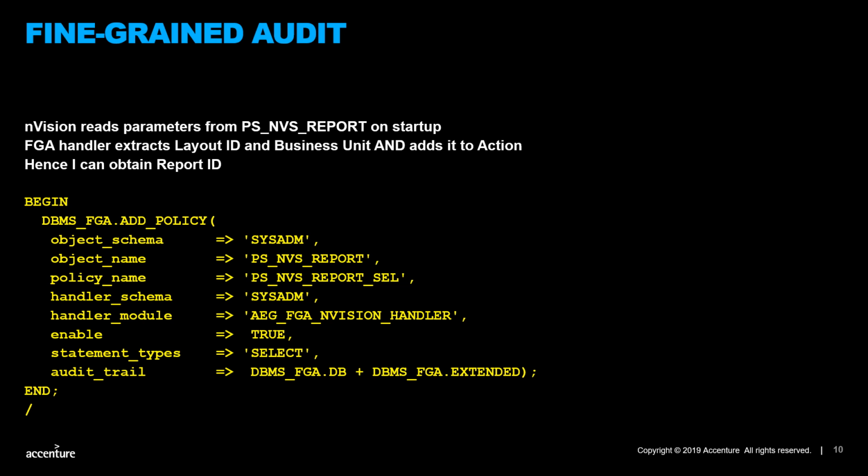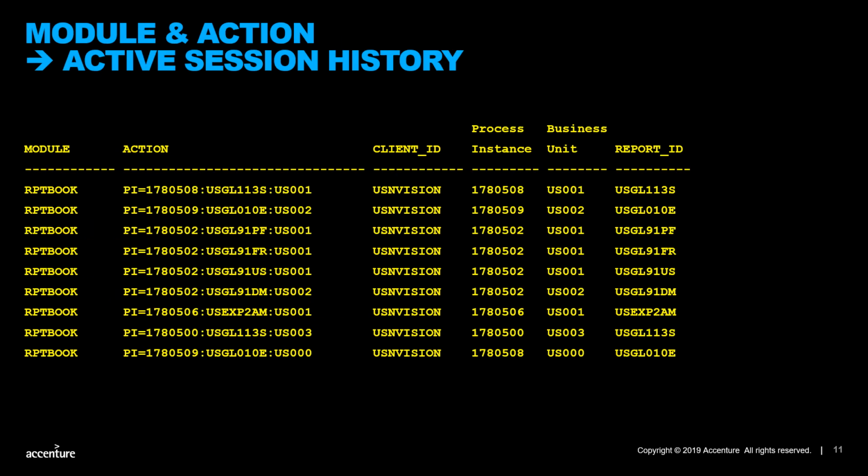So now I can see which report within the report book is running. I can see the process instance number, report ID, and business unit in action in my ASH data. Here I have one process instance number representing one report book that ran 4 separate nVision reports, and I can see the name of the 4 reports, and they ran across 2 business units. And I can then drill into that data and get all of the SQL for each of those reports and know which SQL came from which report.